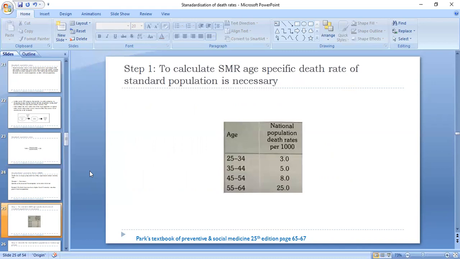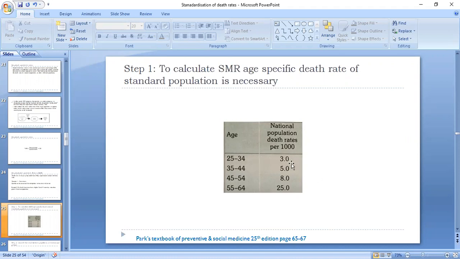So the first example is of the coal miners. The first step to find out the standardized mortality ratio is that a specific death rate of the standard population is necessary. So we take the reference population or the specific death rate of the standard population.